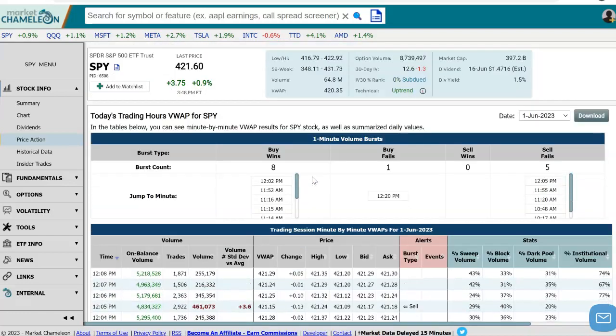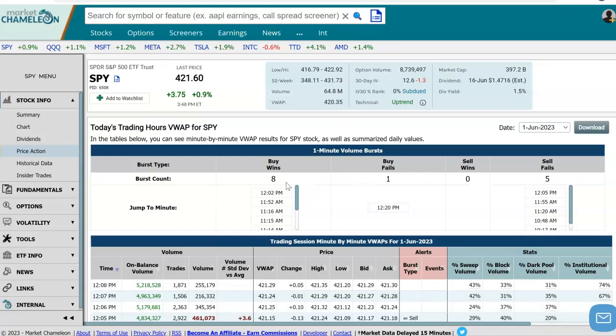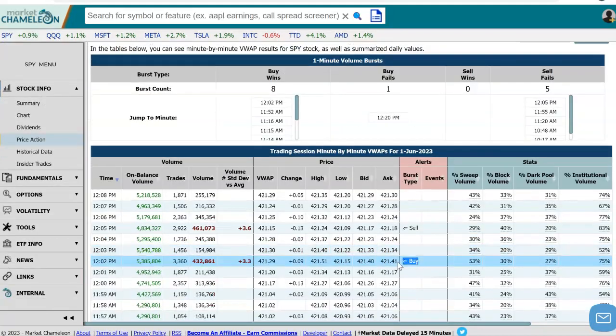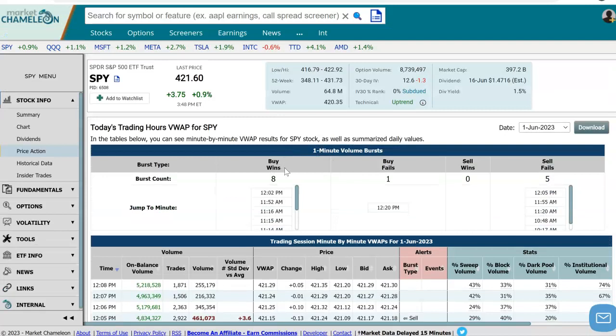Now let's scroll up to the top, and here we consolidate. We show you a summary of all the volume bursts throughout the day, and we put them into 4 categories. The first one is buy wins, and this is when there is a large volume burst from the buy side, just like this one, and the stock floated higher after that volume burst. We call that a buy win because that buy is in the money.